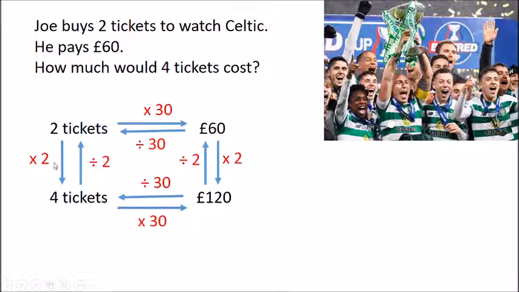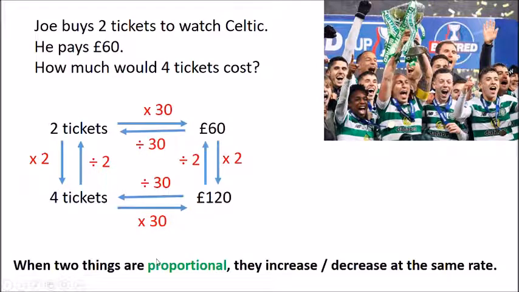Okay, so when you see quantities like this, where all the multipliers are the same in whatever direction you look at it, we say that these two things are in proportion. So they increase and decrease at the same rate. So they both get bigger by the same multiplier, and they both get smaller by dividing by the same amount. So these two things are in proportion.